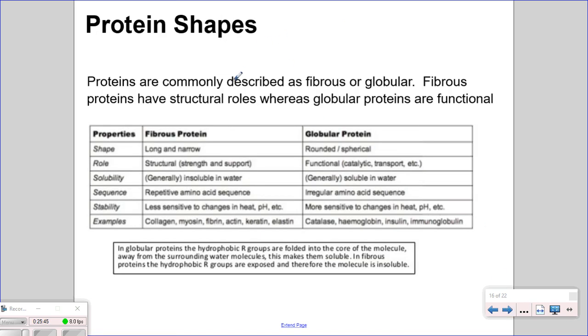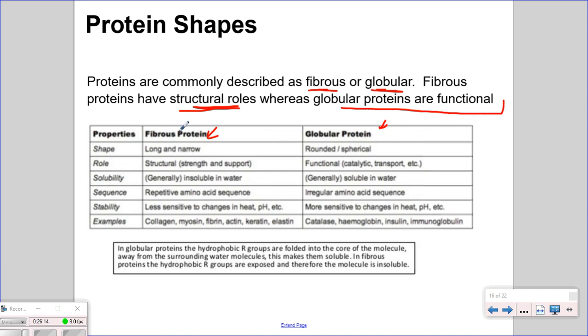And so with these protein shapes now, these tertiary structures, these protein shapes can often be described as being fibrous or globular. Fibrous proteins will have a structural role, whereas globular proteins are more functional. This chart here goes through fibrous proteins and globular proteins and various properties of them.